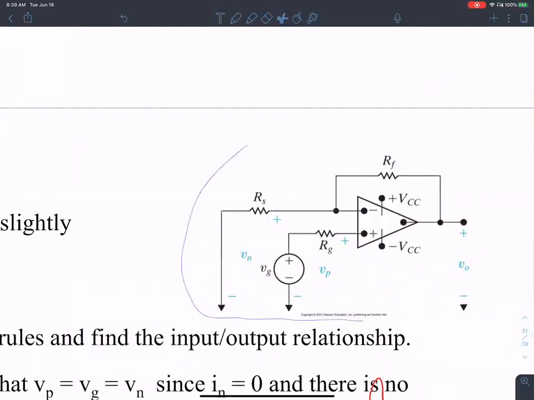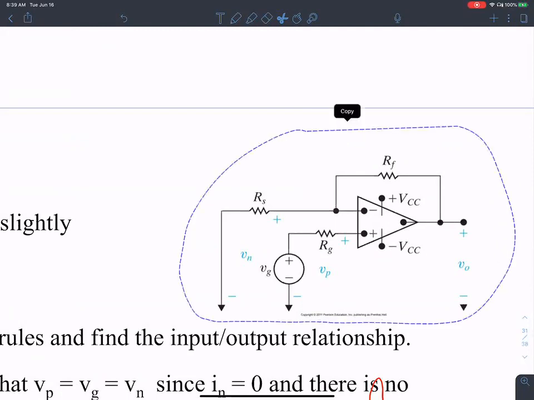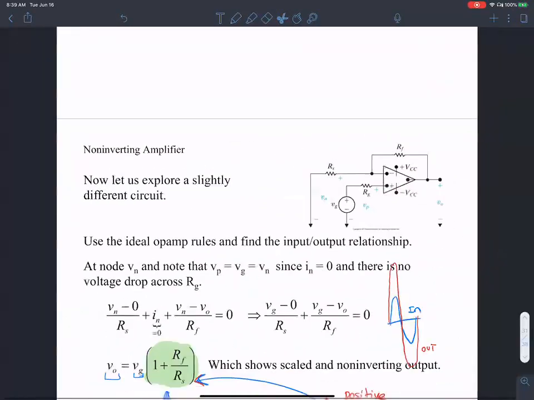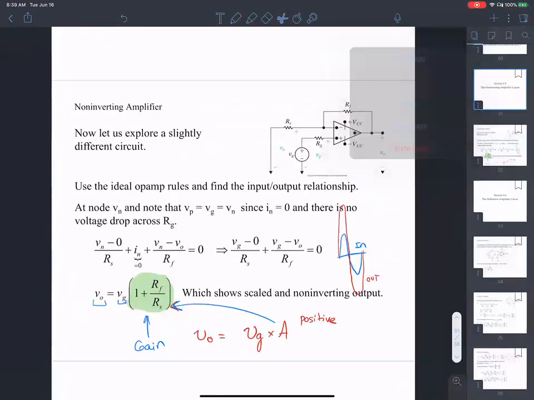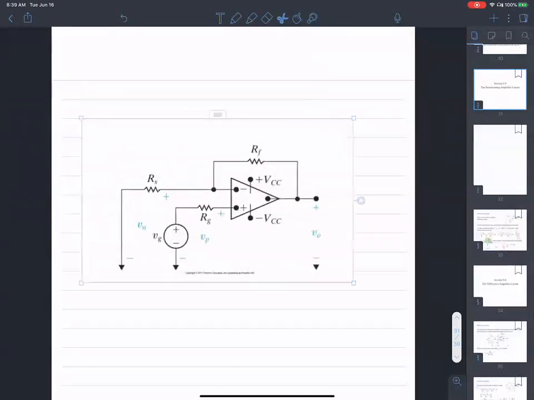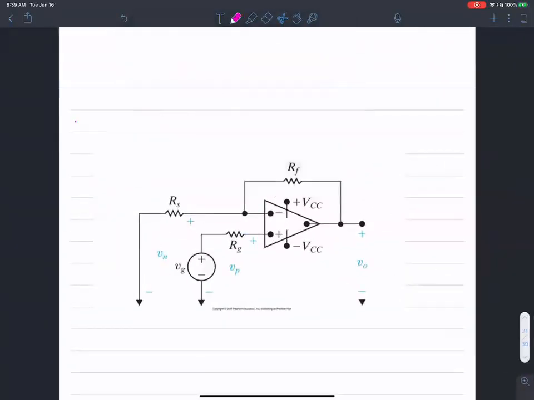Let me see if I can copy this and do this problem by hand rather than showing it on screen. Here is a non-inverting amplifier analysis. This is a non-inverting amplifier. Let's try to understand this guy.